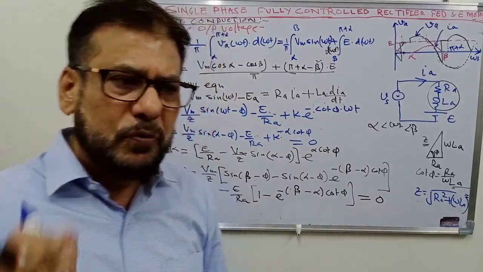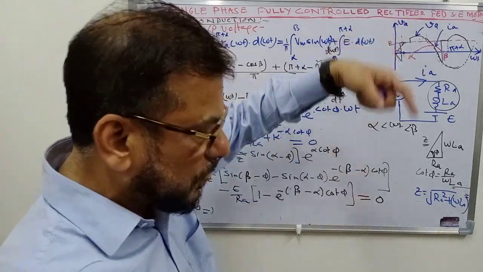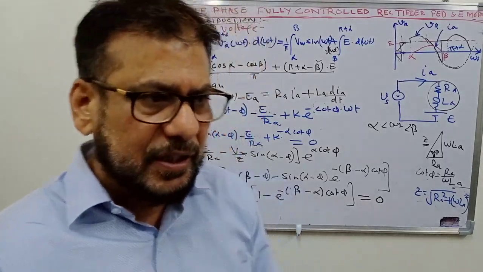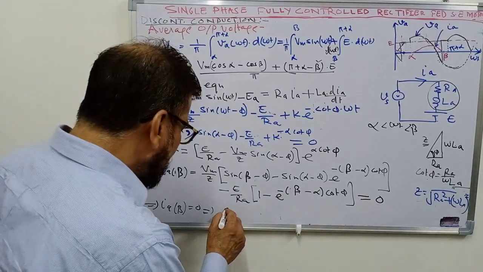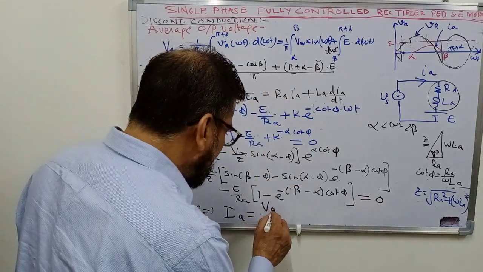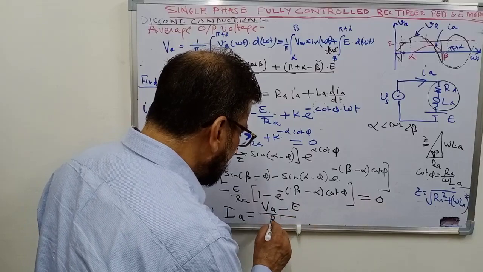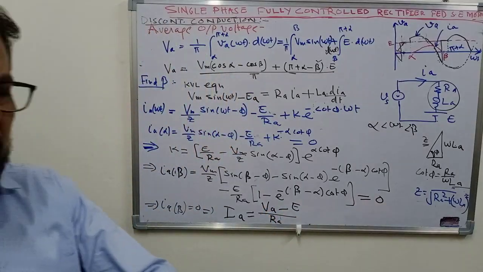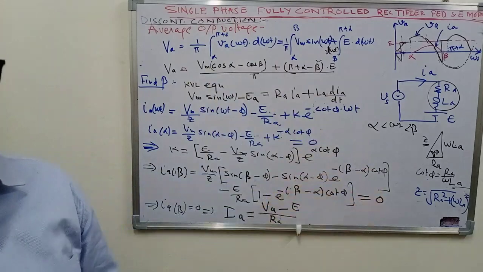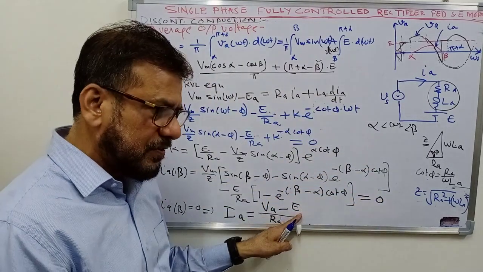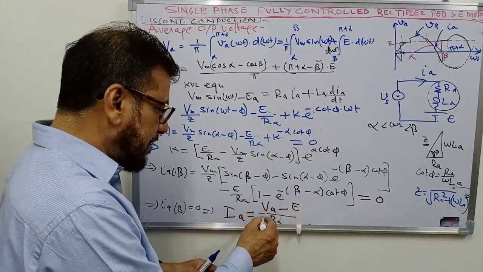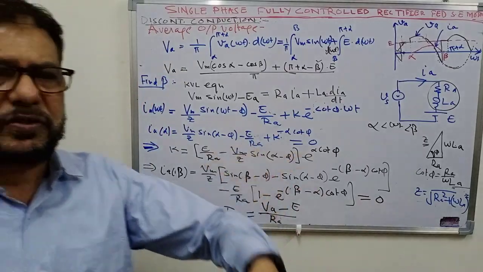Once you know the average value of output voltage, you can apply Kirchhoff's voltage law for average values, and you can find out the average current flowing in the motor, that is, average value of voltage minus E upon Ra. So there will be two types of problems. In one type, if speed is given, you have to find out the torque corresponding to this speed. If speed is given, you know the value of E. You obtain the value of beta and find the value of Va. So knowing Va and E, you can find out the current. Knowing current, you can find out the torque.